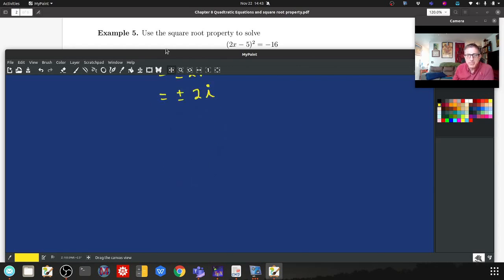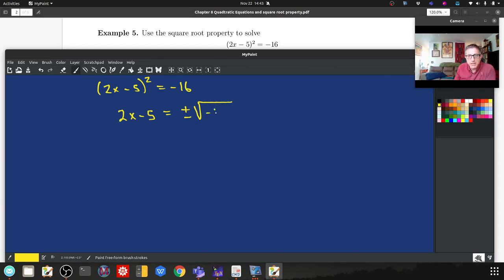So going back up here, let's tackle this problem now. We have 2x minus 5 squared is equal to minus 16. So I'm going to take the square root of both sides. If you want, you can pretend like this is just the expression w is equal to 2x minus 5. So that says 2x minus 5 is equal to plus or minus the square root of minus 16.